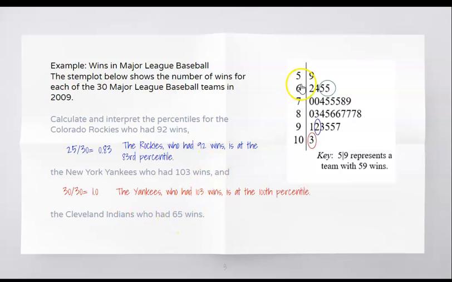Cleveland Indians had 65 wins. So notice there's two 65s. We don't know which one that is. But remember the definition is at or below. So for 65, I'm going to count both of them. So I count them and count down: 1, 2, 3, 4, 5. So at the 5th location out of 30, that's 17.17. So I'd say the Indians, who had 65 wins, are at the 17th percentile.